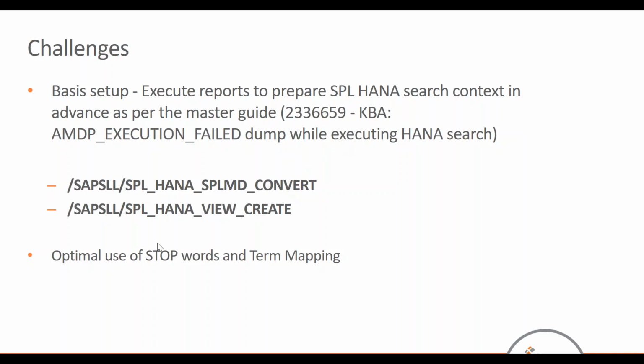The second challenge we faced was optimally using the stop words. If you have maintained many stop words in your table, you might miss certain true hits, whereas fewer or no stop words would increase your false positives. So fine-tuning the HANA parameters takes some time, and we had to run through a number of different iterations to achieve the desired hit rates.